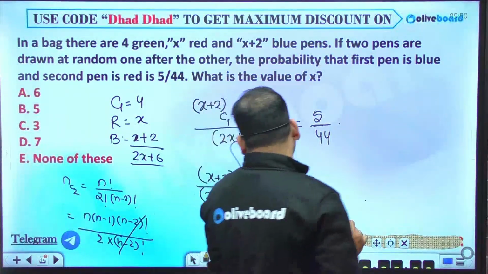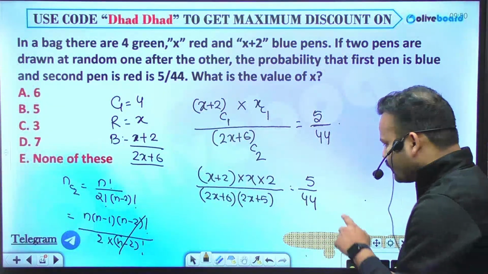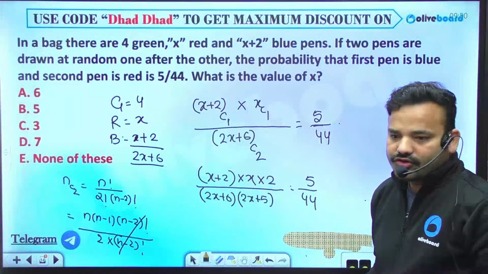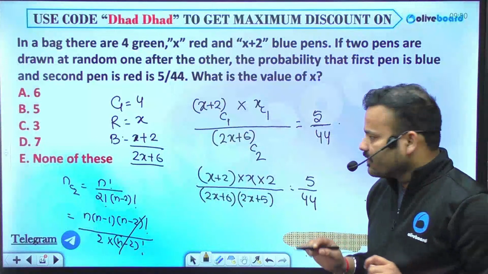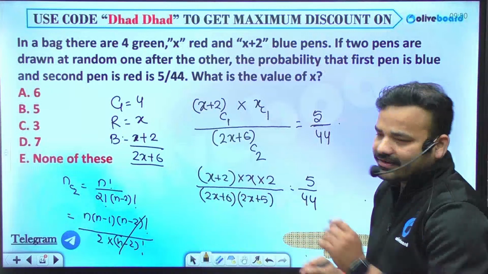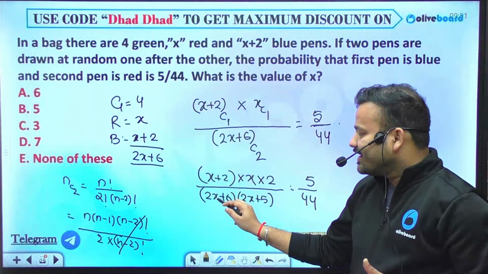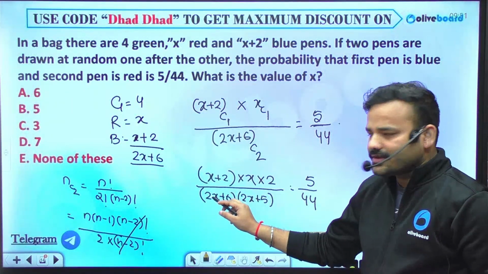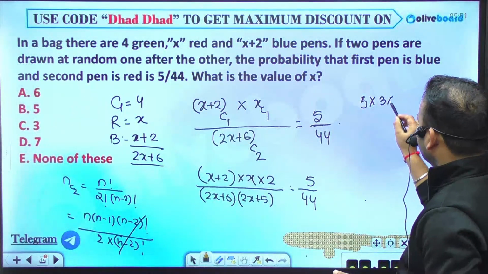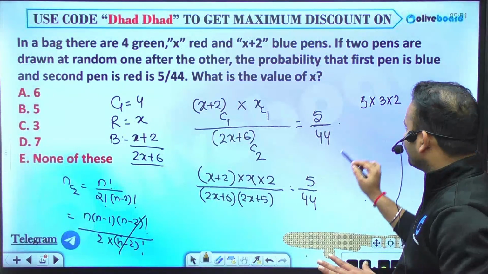So you won't have to solve this identity, you have to put the values, substitute the values. Look over here, 5 is a prime number, and 44 consists of 11 as a prime number. So I need to bring 5 here and 11 here, so I must put a value that gives me a factor of 11. Suppose I am going for 3. If I put 3, then 3 plus 2 is 5, into 3 into 2, this 5 can remain here.